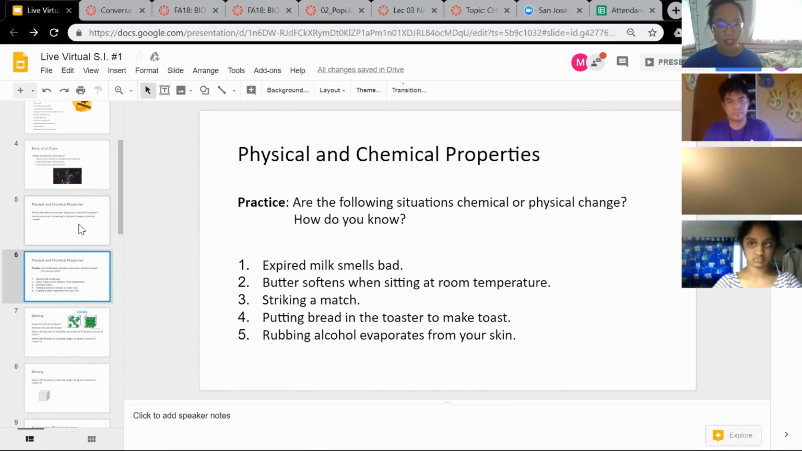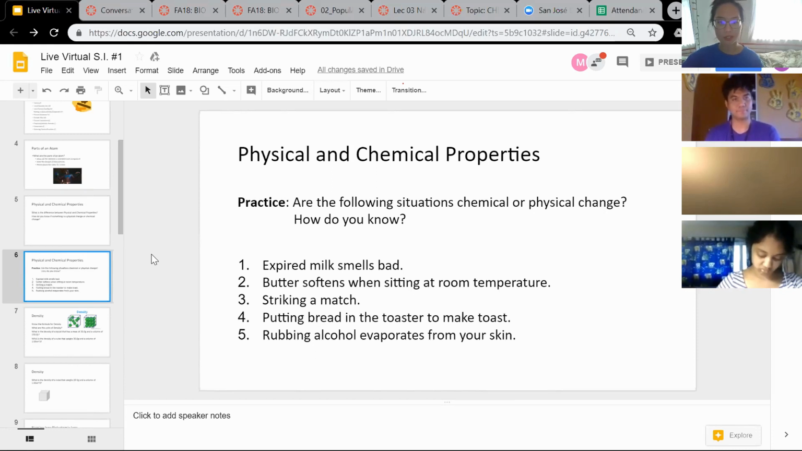For these practice problems, we have 5 of them. So please take a moment to just answer if the following situations are chemical changes or physical changes, and to justify your answer, how do you know if it is a chemical or physical change? So I'm going to do number 5 for you all, and then the rest you can do on your own. Number 5 is rubbing alcohol evaporates from your skin. The answer to that is that this is a physical change.